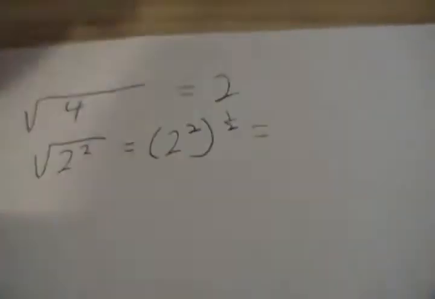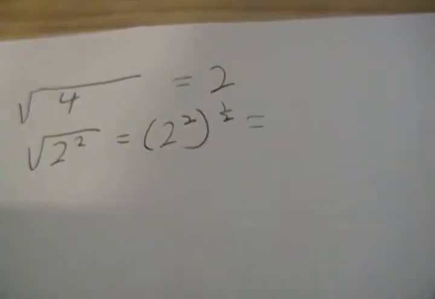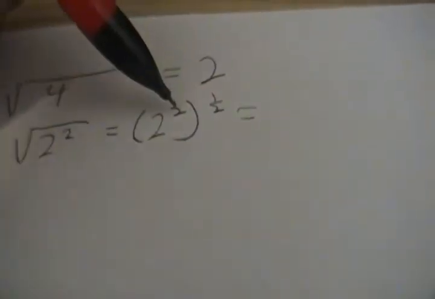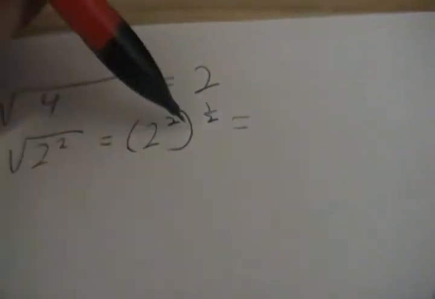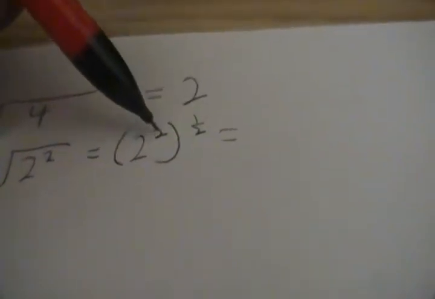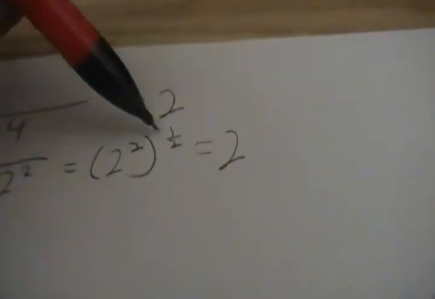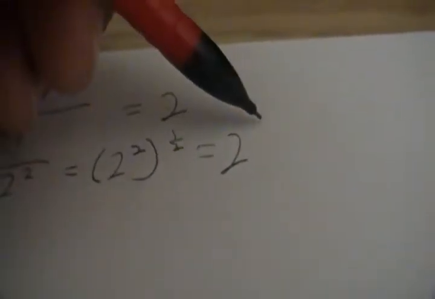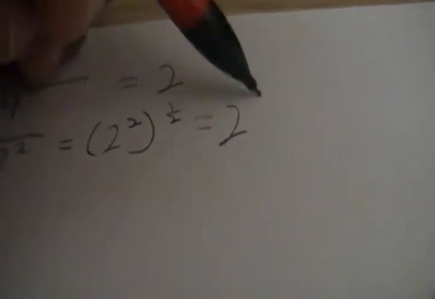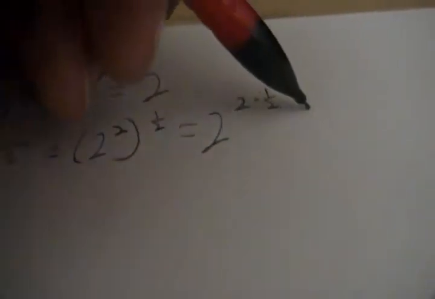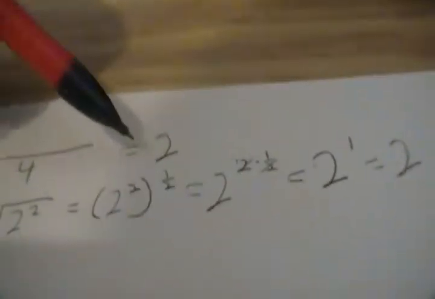Now if you remember in the previous video, if we have exponents within exponents, we multiply these out. So what is 2 to the 2 times 1/2? Well, let's do that. 2 times 1/2, the 2's cancel out, so it's just equal to 2 to the 1 power, which is equal to 2. So we get the answer, right?